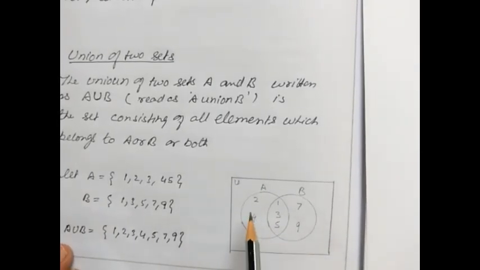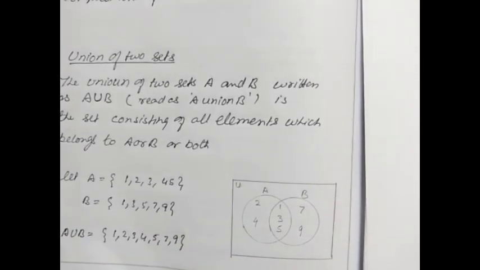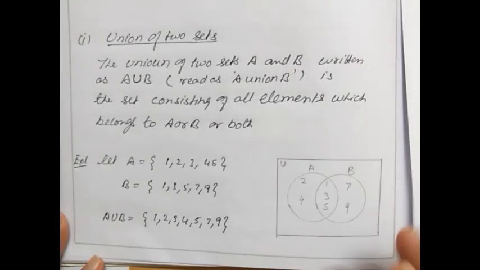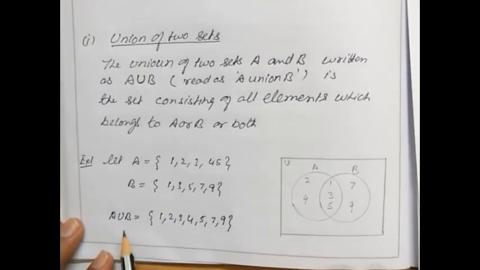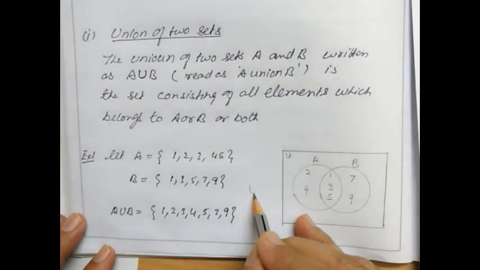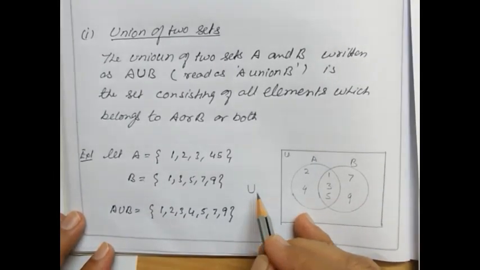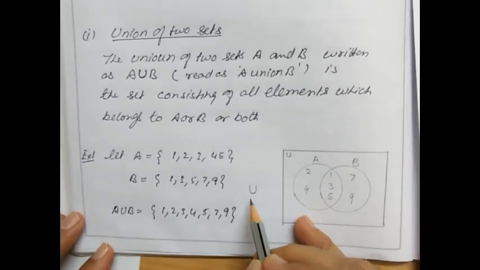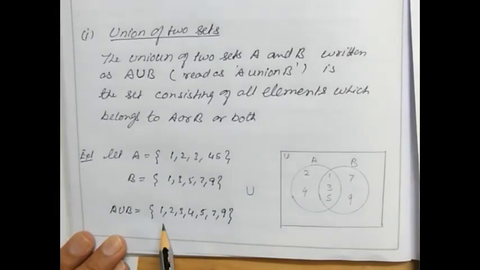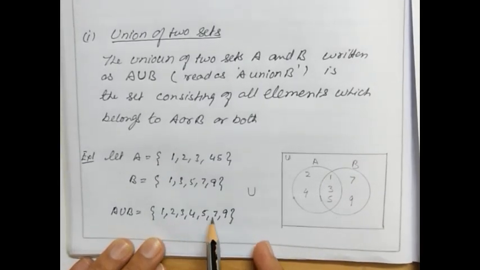Now when we talk about the union of sets, union means combining the elements of the two sets and writing them in one place. So we write A union B. We represent the union by this symbol, which appears like a U, but it is not exactly a U, it is different from the English alphabet. This symbol is used for the union. Here in the union, we write 1, 2, 3, 4, 5, 7, 9.